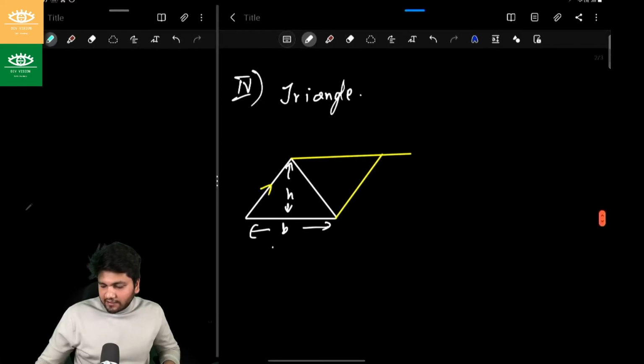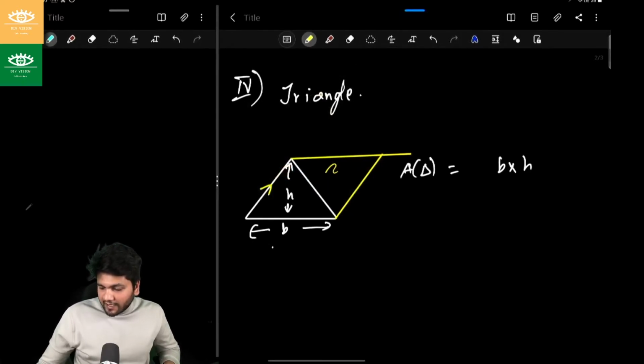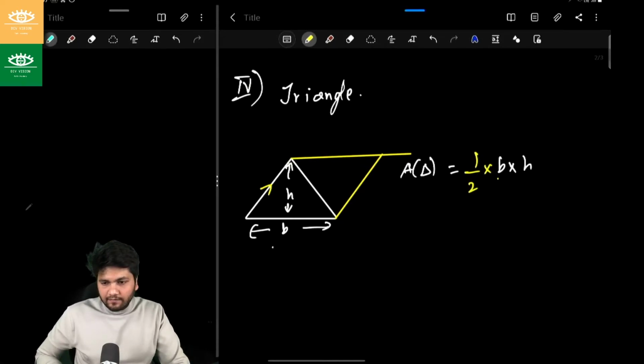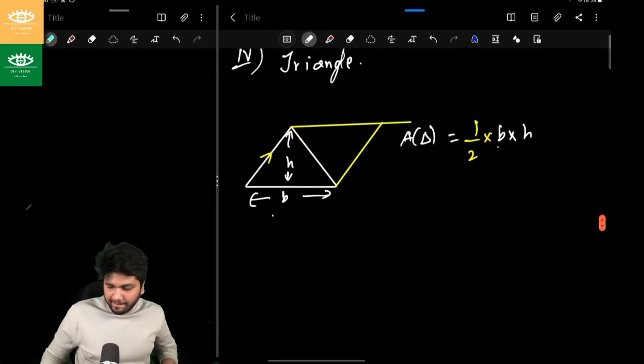So as you can see, the area of this parallelogram, the complete parallelogram is going to be what? It's going to be base into height. But if you talk about area of triangle, it's going to be what? So as you can see, this first and this second triangle are same. So that's why the area of triangle is going to be half of base into height. So this is your area of triangle, that is half into base into height.